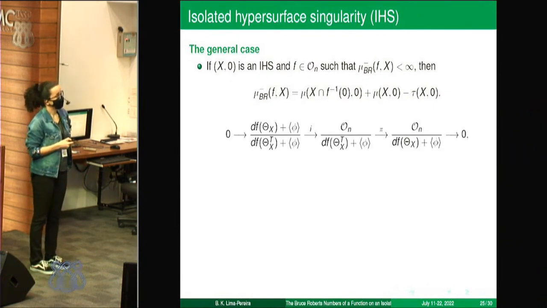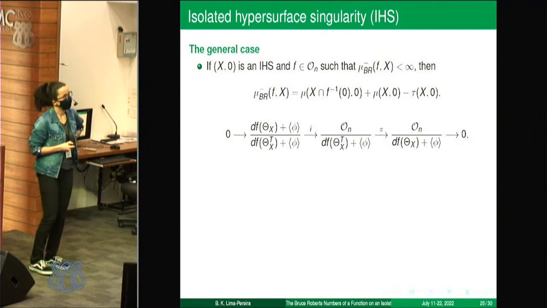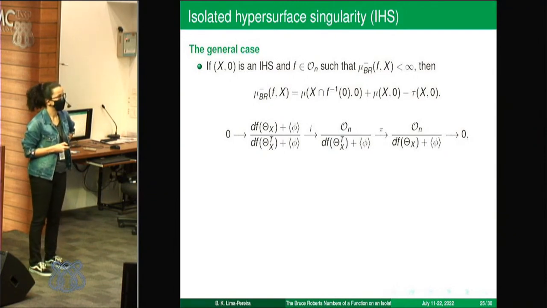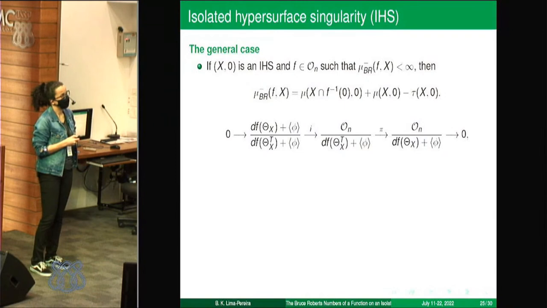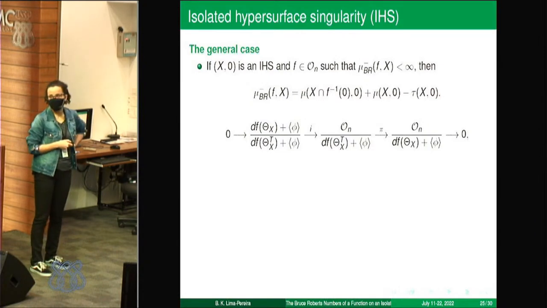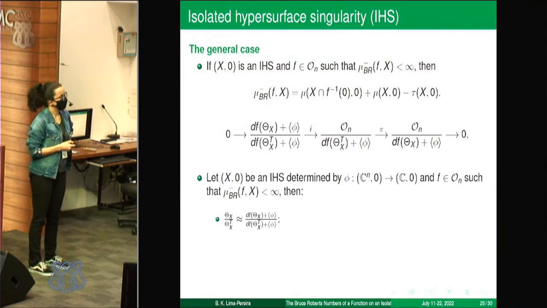So the dimension as a C-vector space of this quotient is equal to the relative Bruce-Roberts number. The dimension as a C-vector space of this quotient is equal to the sum, because of the Lê-Greuel formula. So to conclude this equality, we need to prove that this dimension as a C-vector space is equal to the Tjurina number of X. And we prove the following result.